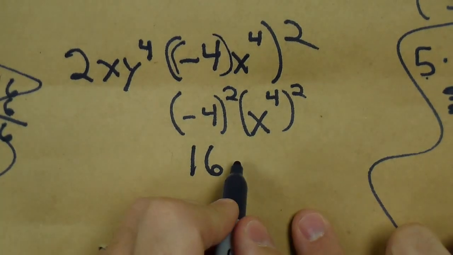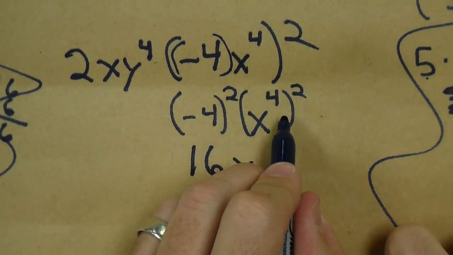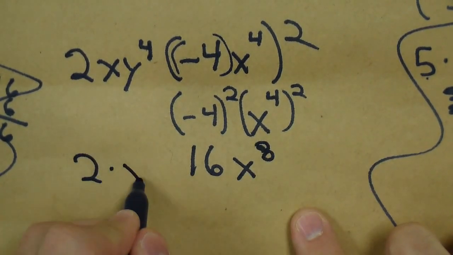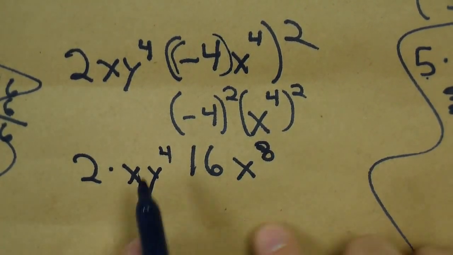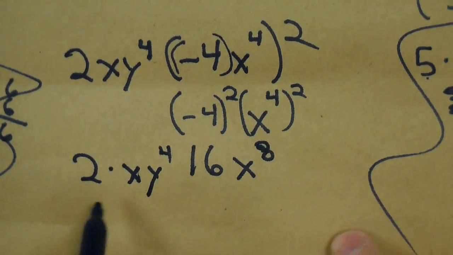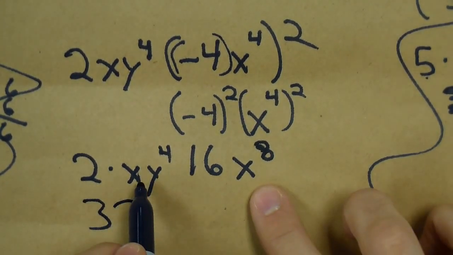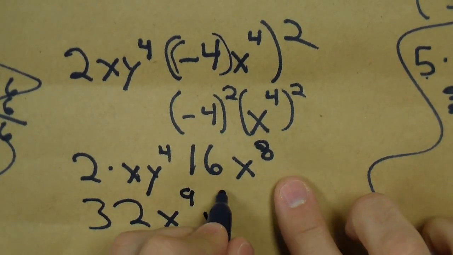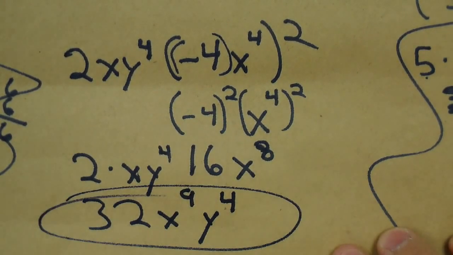So that becomes 16. I have 2 sets of 4, so that's 4 times 2 is 8. Bring down a 2 times x, y to the 4th. So now from here, 2 and 16 is 32. X and x to the 8th is x to the 9th, and then y to the 4th is our answer.